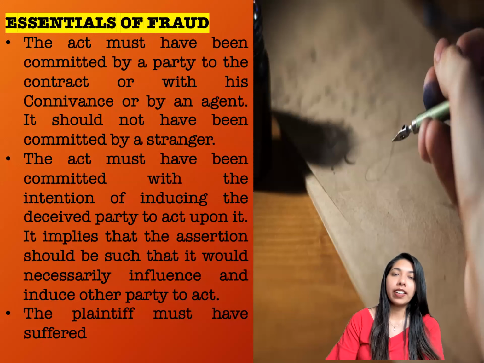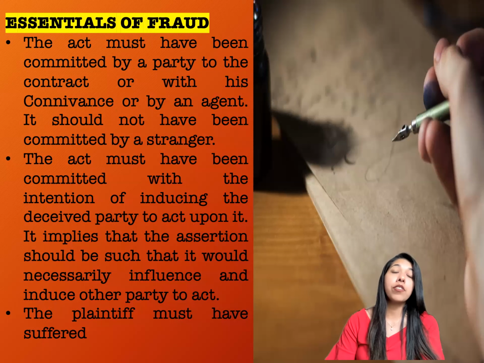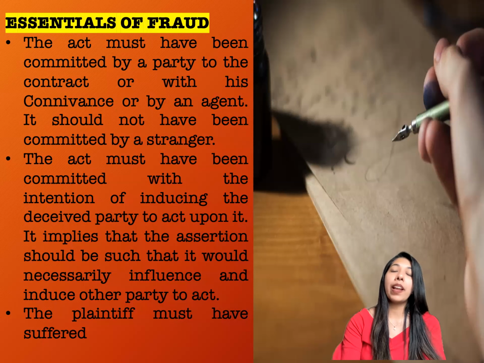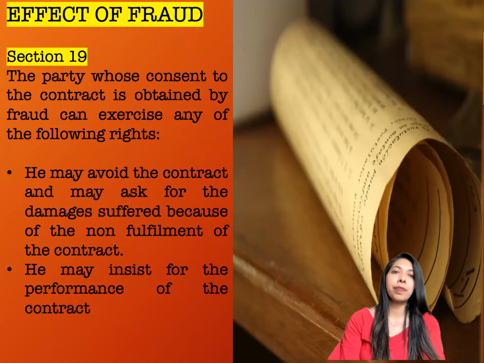So the essentials of fraud include: the act must have been committed by a party to the contract, or with his connivance or by an agent, and not by a stranger. The person should have done this with the motive to defraud, cheat or deceive the party. The representation must not be innocent and must be fraudulent in nature. And the plaintiff must have suffered a loss.